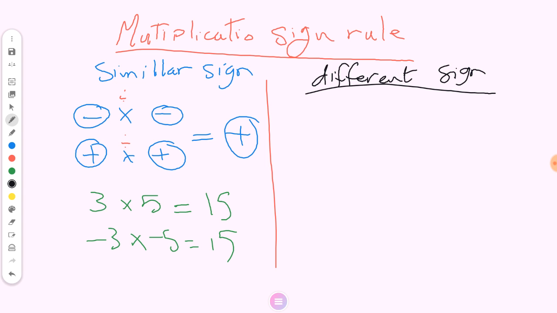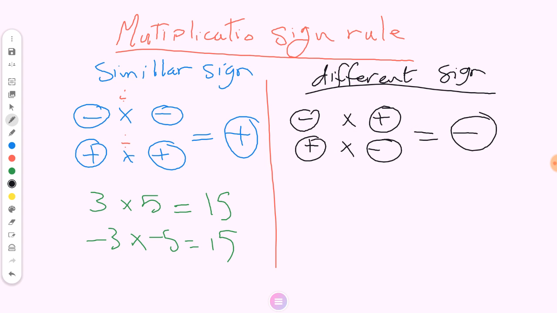Okay? In case of different signs, negative multiply positive or positive multiply negative, the sign will always be negative. In case of similar signs, it's positive. In case of different signs, it's negative. It's okay, it's very easy, easier than the plus and minus.